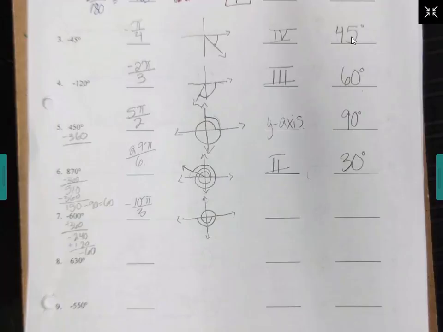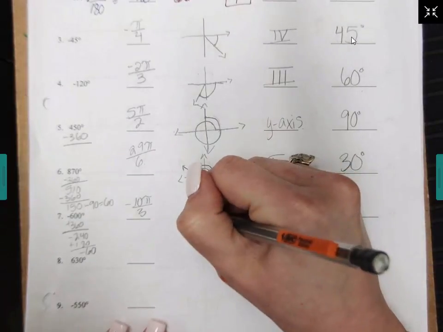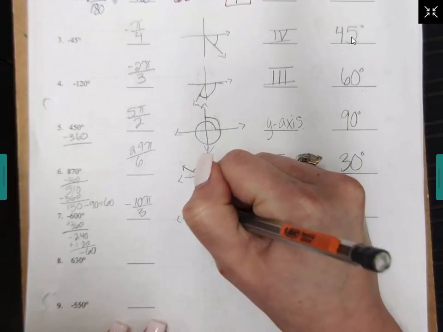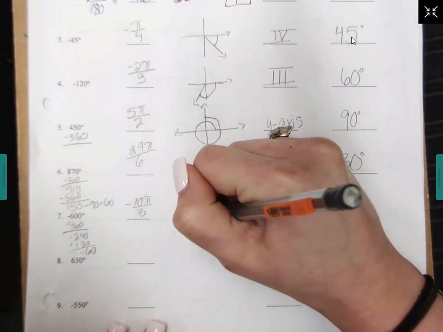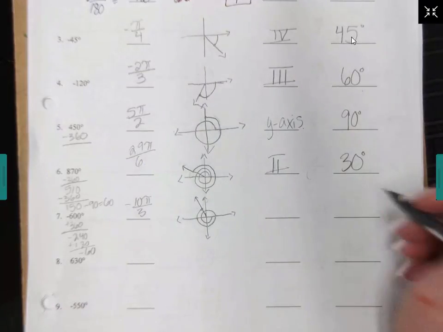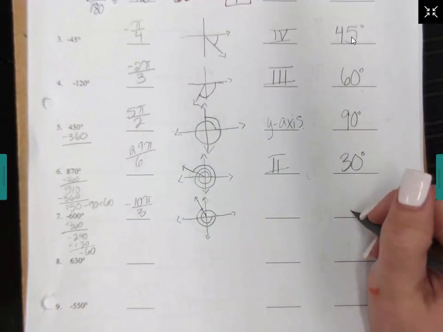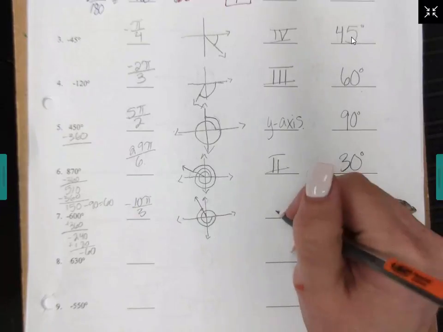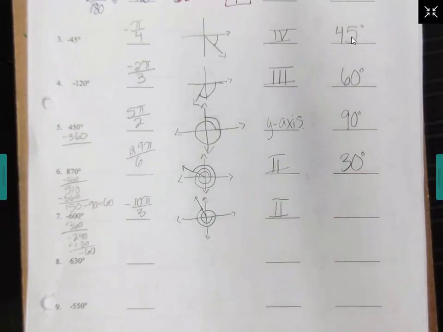Negative 60? Is that correct? So if we go 60 more, we're going to end up here, right? So that would be quadrant 2, right? And then what's our reference angle? 30. Is it 120?